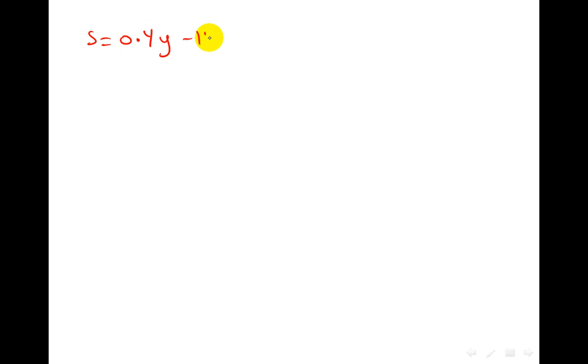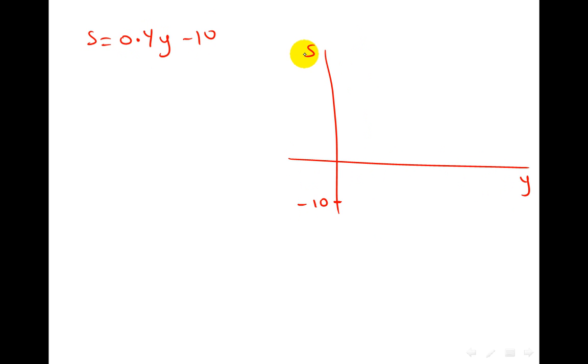Now we'll sketch it. 0.4y minus 10, as I told you. If I want to sketch it, the y-intercept is here, -10, don't forget. This is y and this is s. So the first point that you have is this one, and again it's linear and it's positive, so it's going to go this way. I need to know any other point here.